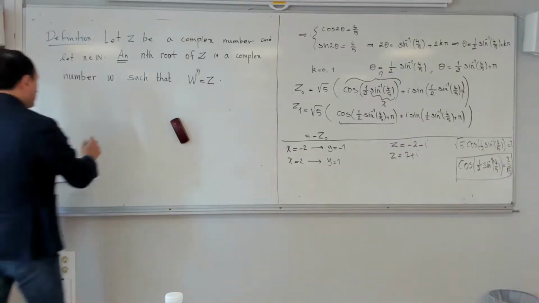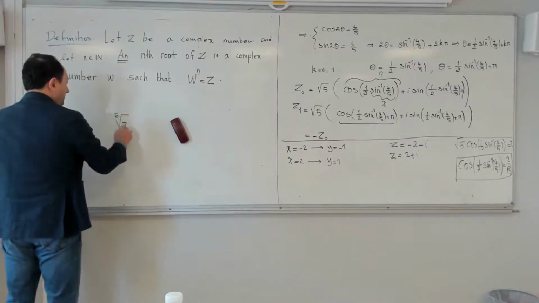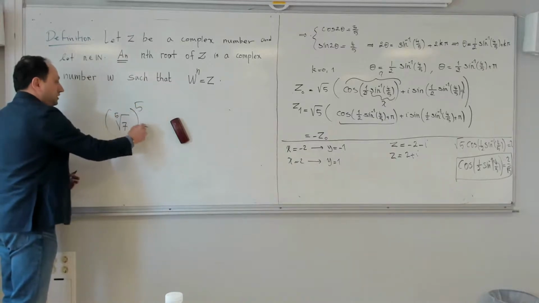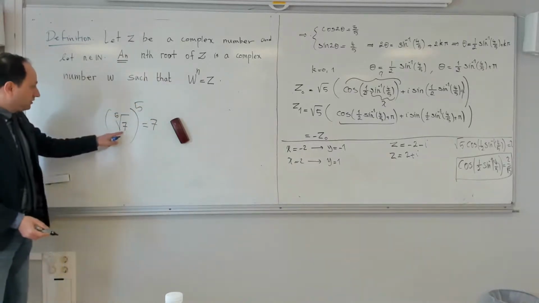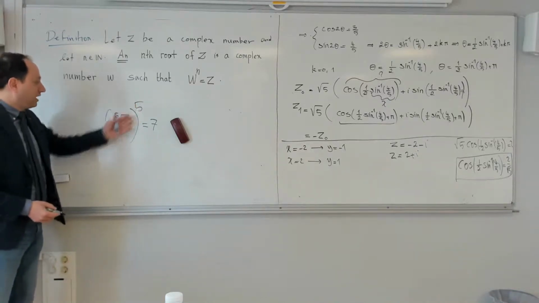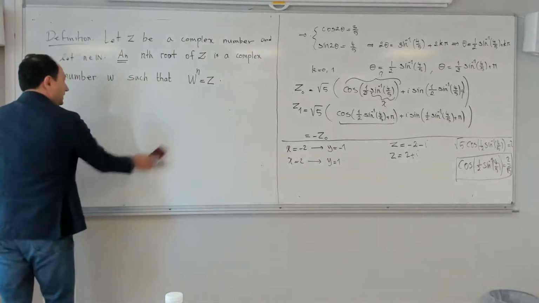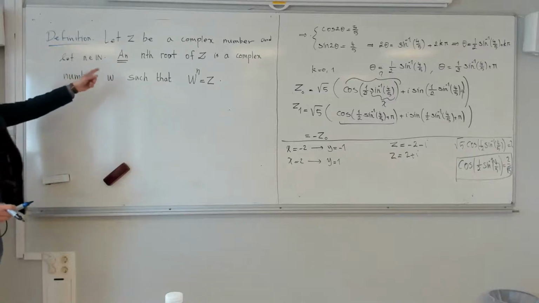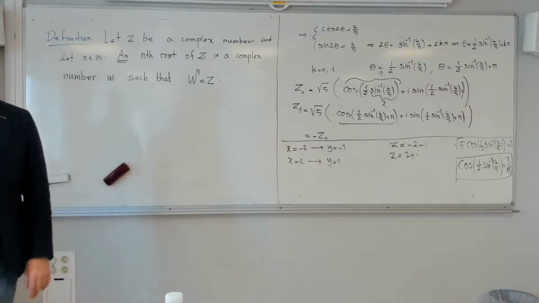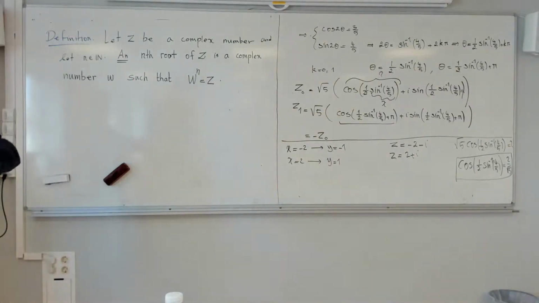For example, the fifth root of 7 means a number that, if I raise it to power 5, it becomes 7. This is called the fifth root of 7. That's the idea, the same. But the notion of nth root in complex numbers is more complicated. Can you see why it should be more complicated than in the case of real numbers?